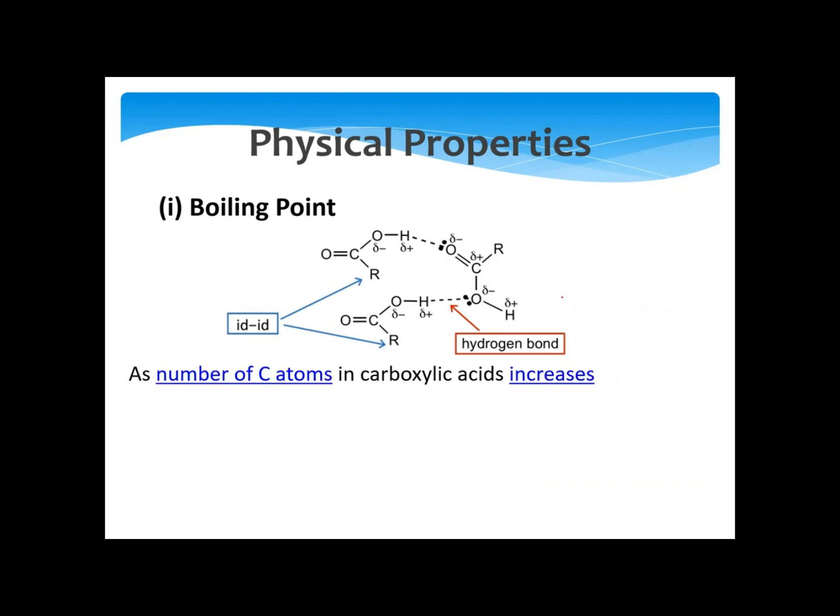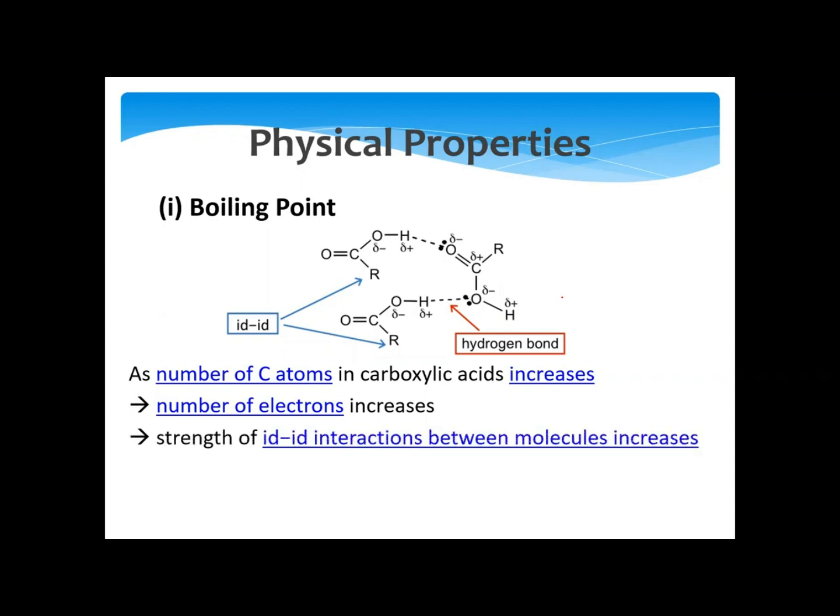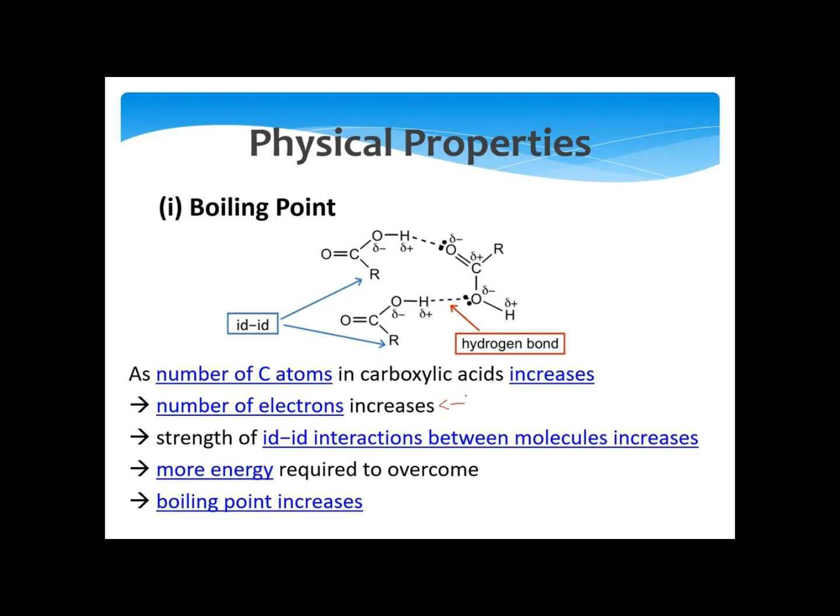So let's take a look at how the id-id interaction between the molecules will change. As the number of carbon atoms in the carboxylic acid increases, the number of electrons increases, therefore the strength of id-id interactions between the molecules increases, which requires more energy to overcome these stronger id-id interactions, and therefore boiling point increases. So while we compare the number of carbon atoms in carboxylic acids, when we want to compare boiling point, take note that you must still write down this point, number of electrons increases, before you move on to say strength of id-id interactions between the molecules increases.